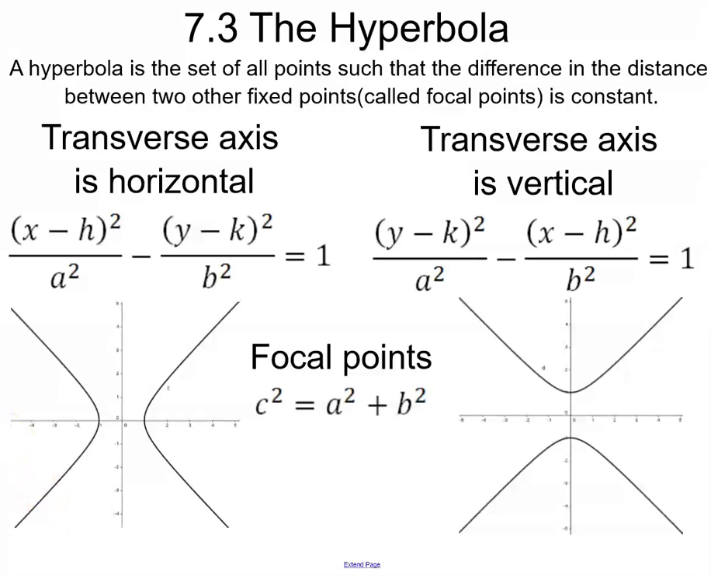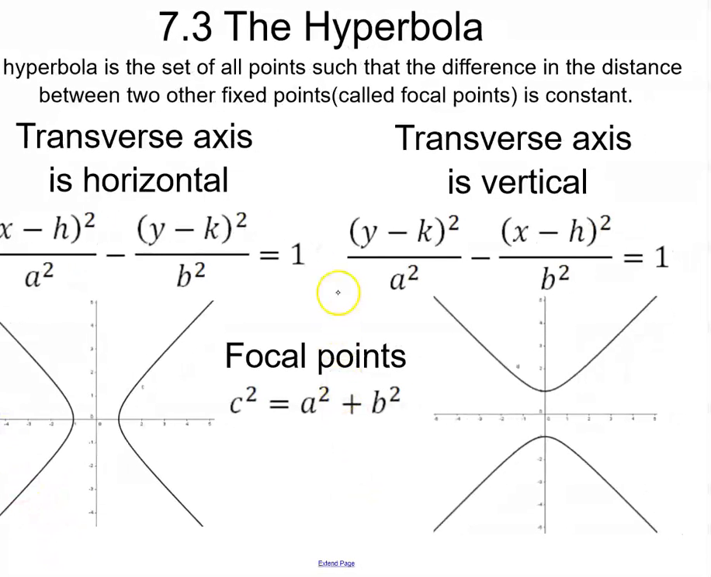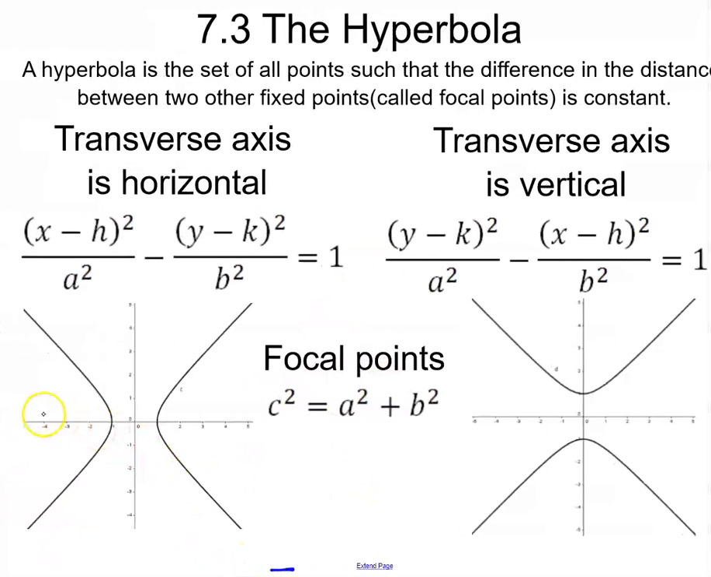So, like here, oops, sorry. Let me fix my screen, there we go. So like right through here, that would be considered the transverse axis because it's the one that cuts the graph and goes through the 2 graphs. And when the graph is considered horizontal, the transverse axis is horizontal.